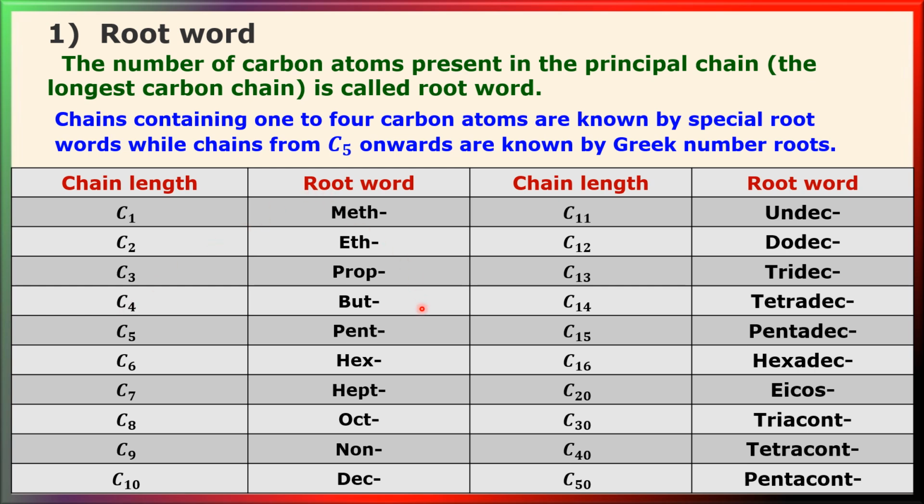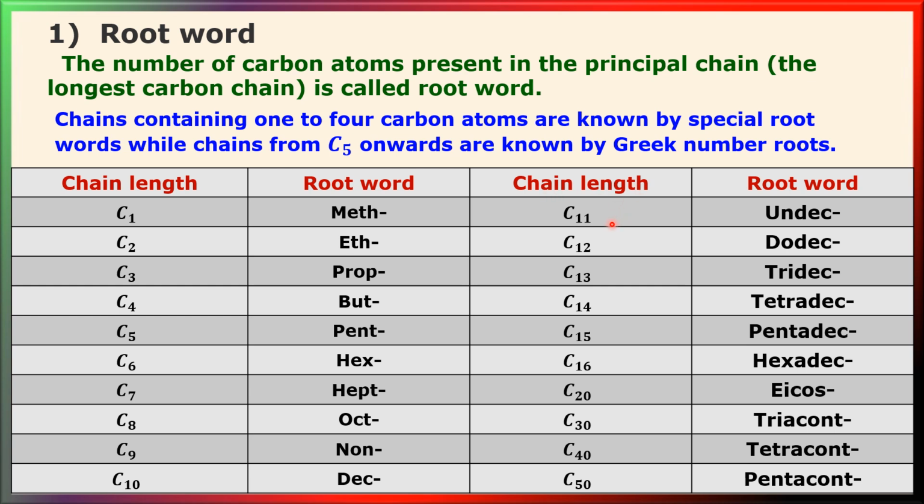Root word is named. If only one carbon atom is there in the chain, the root word is meth. 2 carbon atoms means eth. 3 carbon atoms are there means it is prop. If 4 carbon atoms are present in the chain length, it is but. 5 carbon atoms pent, hex, hept, oct, non, dec.